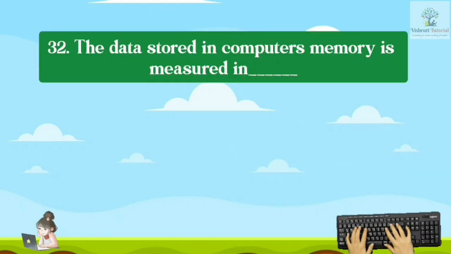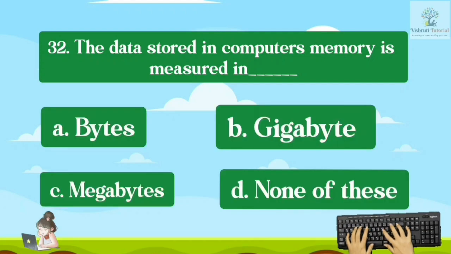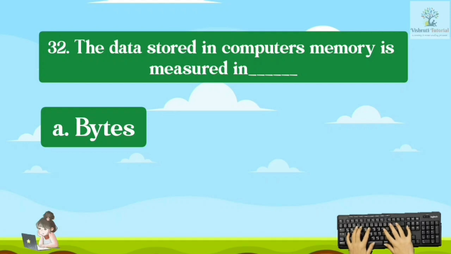Question number 32. The data stored in a computer's memory is measured in dash. Options: A. Bytes, B. Gigabytes, C. Megabytes, D. None of these. And the correct answer is A. Bytes. The data stored in a computer's memory is measured in bytes.